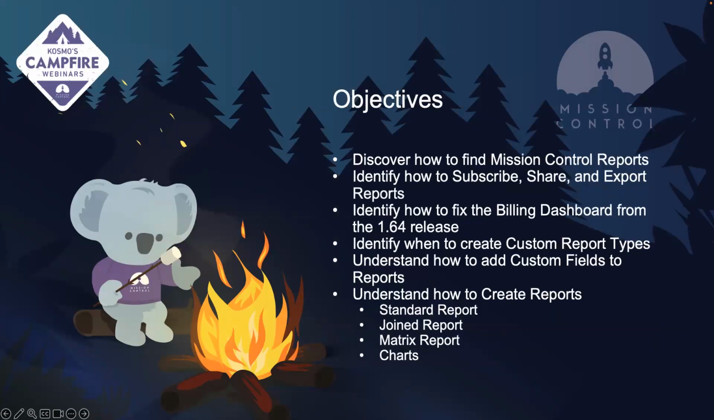The main objectives today is to discover how to find the mission control reports that exist, how to subscribe, share, and export your reports. There are some reports that were included in the 1.64 release regarding billing, and we're going to identify how to fix those reports in the billing dashboard. And I'll go into further detail when we get to that step. We'll also identify when to create custom report types, how to add custom fields to reports, and then understand how to create reports.